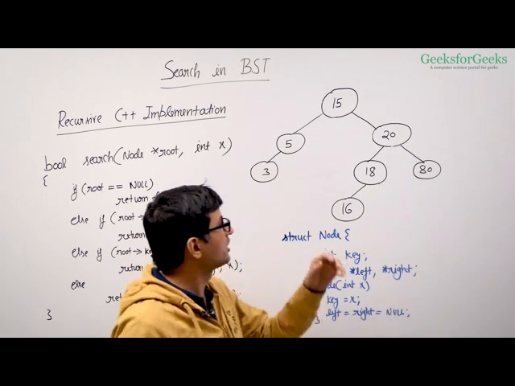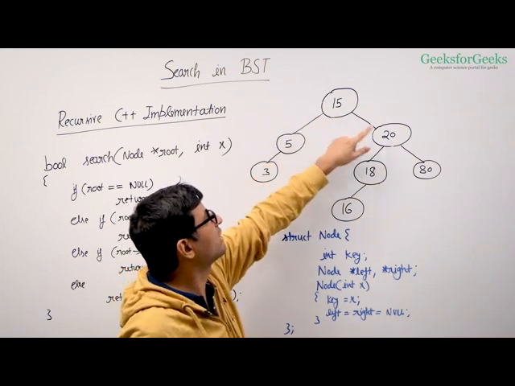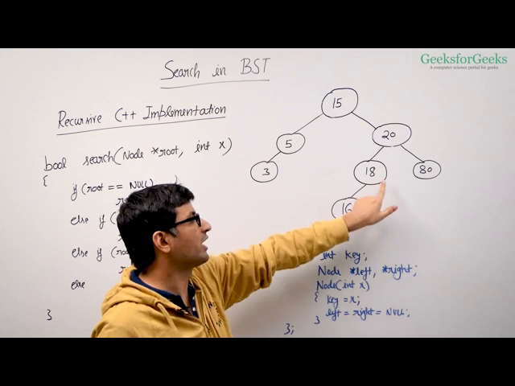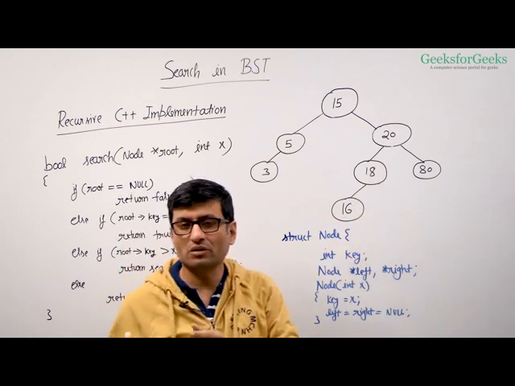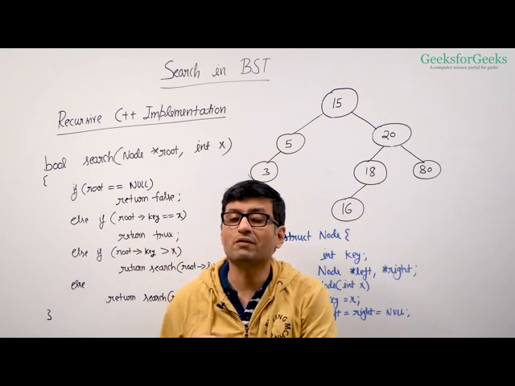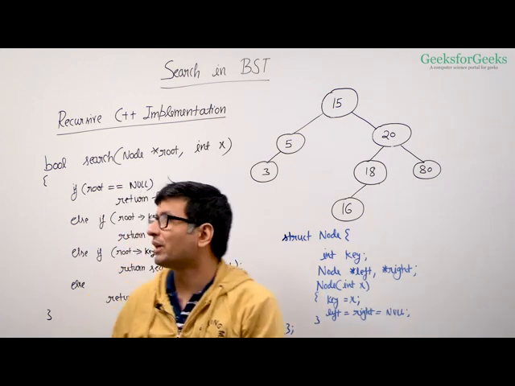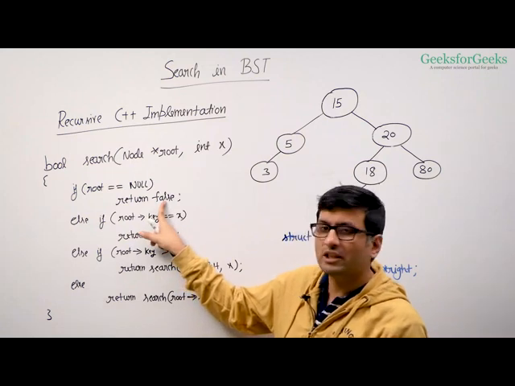For example, if you search for something like 19 here, you will come here, then you will come here, then you will come here, which is a null. Right of 18 is null. So for handling the empty tree and for handling the base cases when the key is not present, for both the things we need to have this condition. If root is null, then return false.